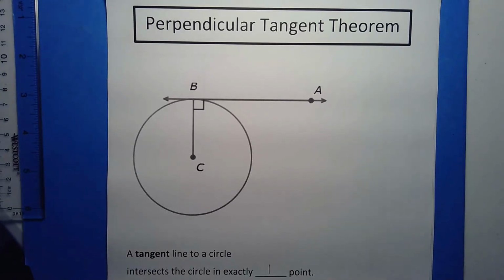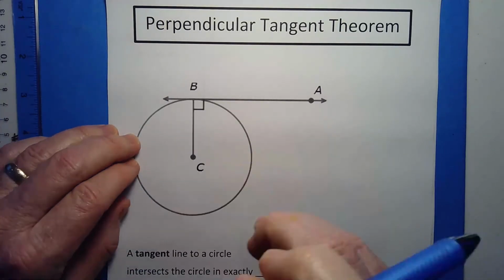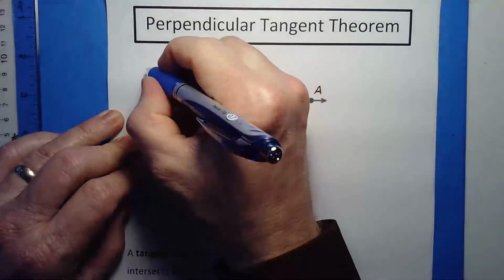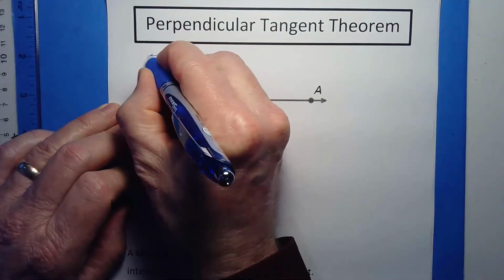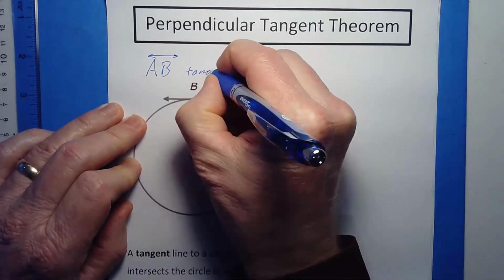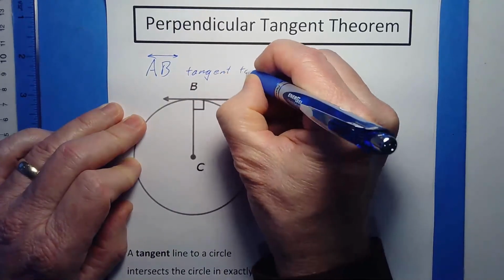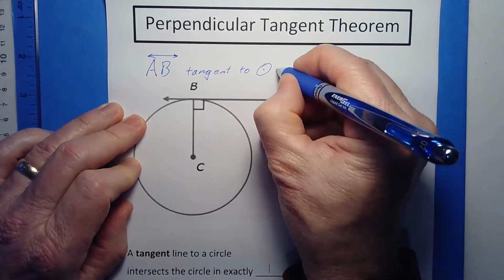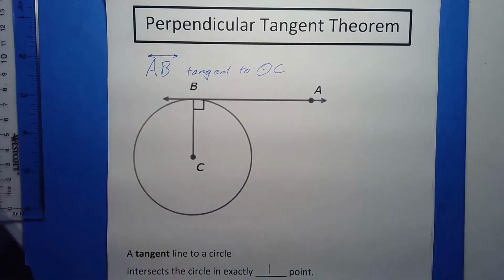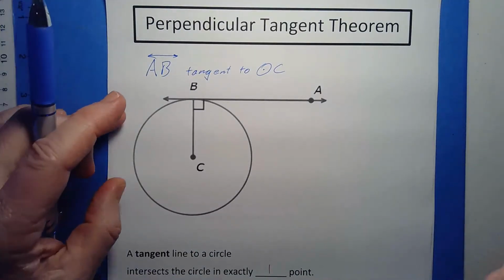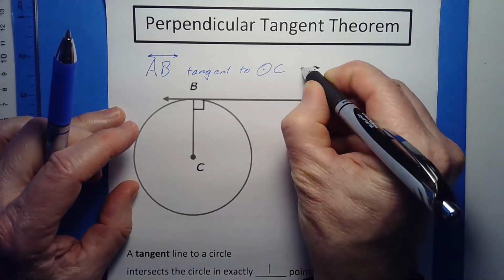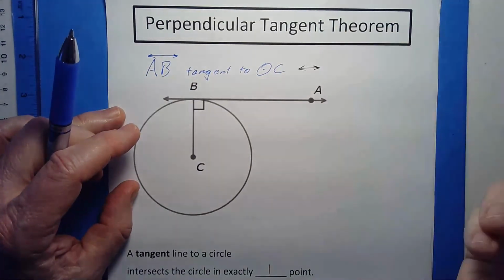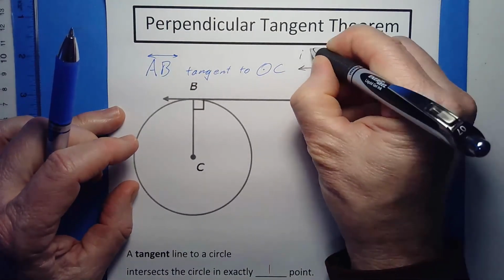So what we need to do is write down a statement here. In particular, we've got the tangent statement, and there are two parts. We've got line AB is tangent to circle C, and then we're going to have an if and only if statement. I love if and only ifs. Remember, an arrow going both directions means if and only if.